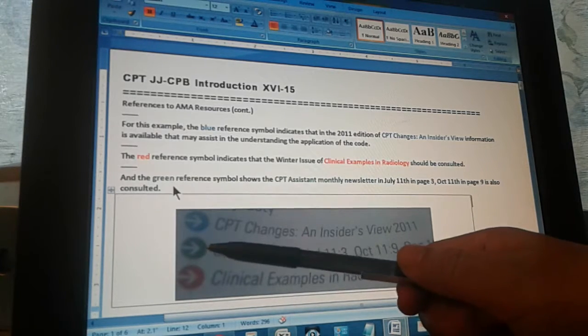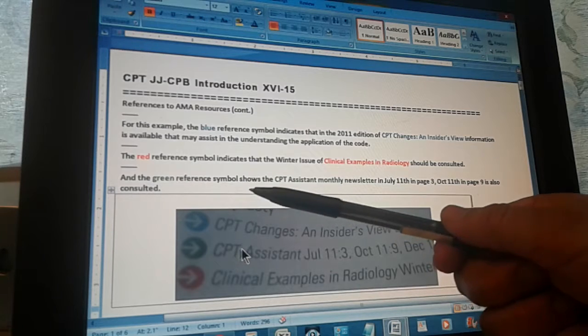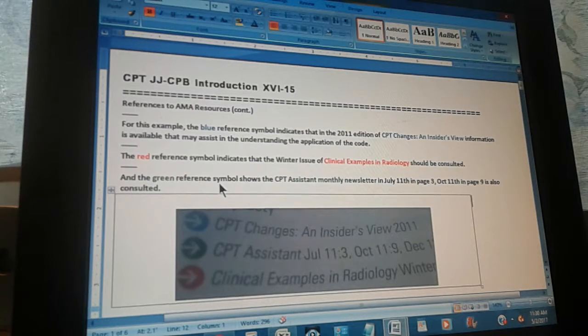If you see the green, which is in the middle right here, it shows that the CPT Assistant Monthly Newsletter should be consulted, and they give you the date right there too. All right, so that's our theory for today. Now let's do a problem.